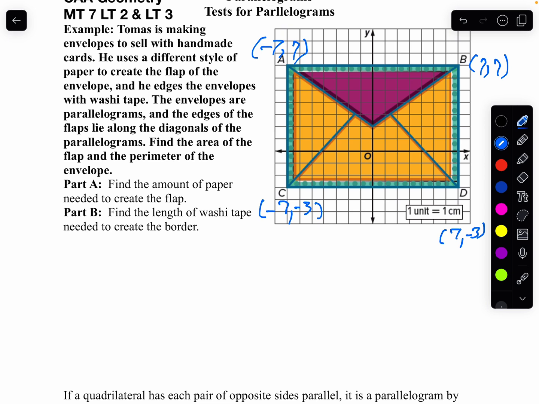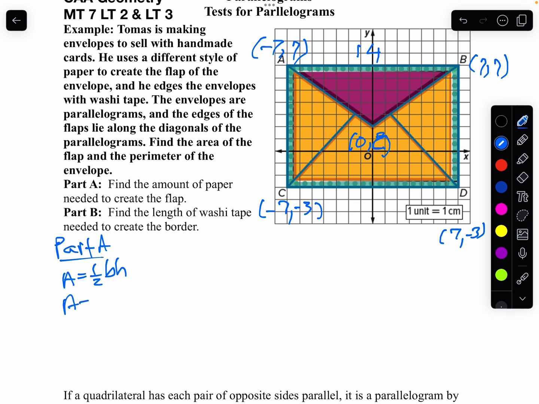Now, to find the area of a triangle for part A, I know the area of a triangle is 1/2 base times height. Also notice the edge of my purple triangle is over 0 and up 2. That's a 2. Okay, now, my base, I'm going from negative 7 to 7, well, that's 14.